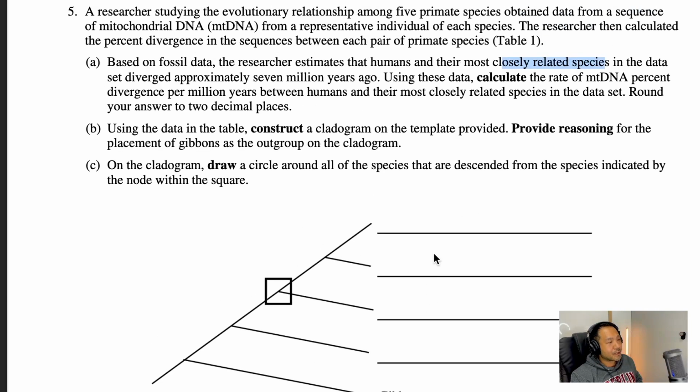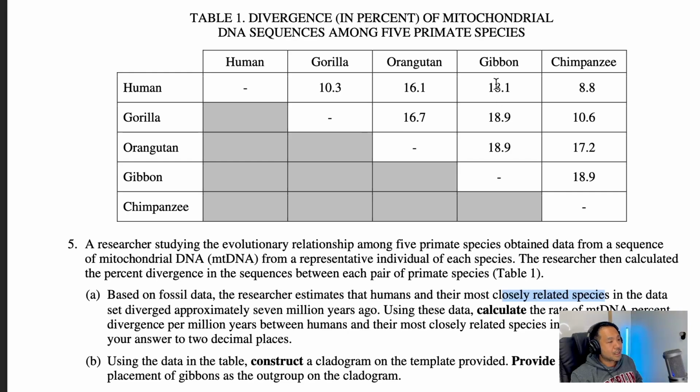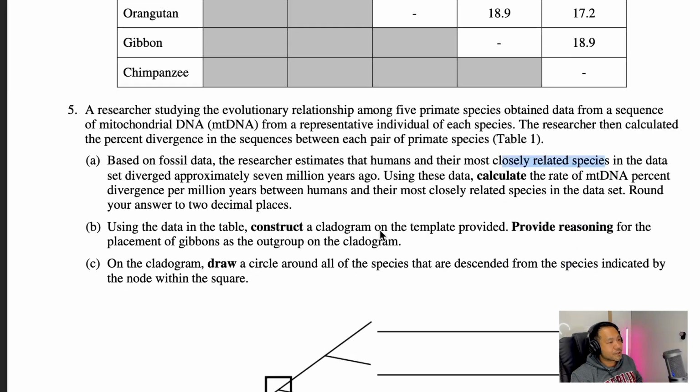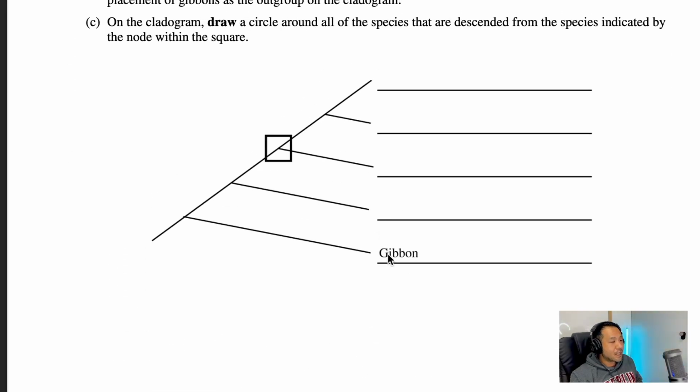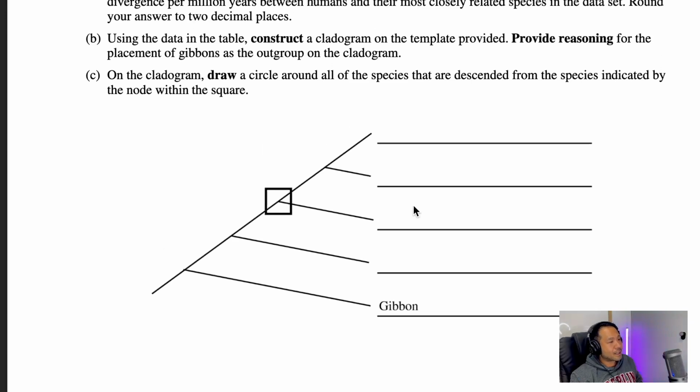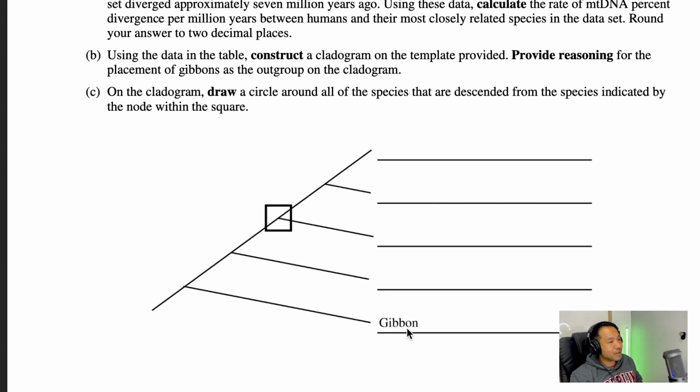So the gibbon clearly in this case has the most amount of divergence from any of the other species in this case, so we put the gibbons as the outgroup, and you can see that we would have humans, chimps, and gorillas and orangutans on the inside. So it's a tautology because we put it there because it's literally the most different, and then it's the most different because we're able to put it out here in the cladogram.